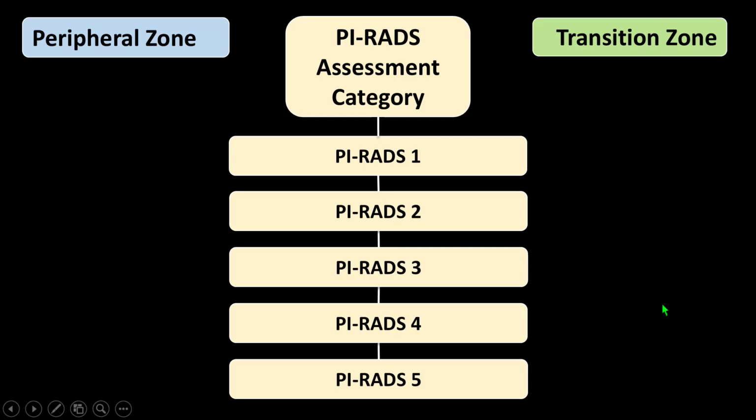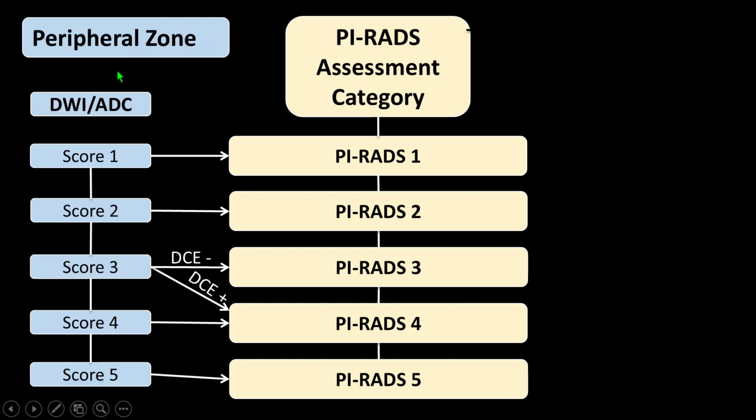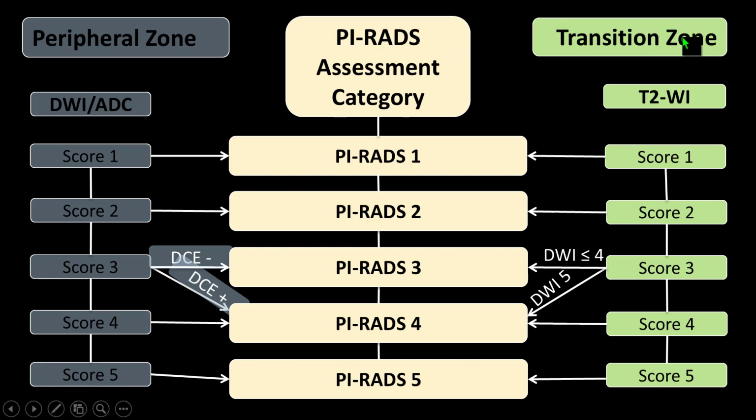And now this is the most important slide. It's just like a game board. You have a lesion either in the peripheral zone or in the transition zone. That's the most important decision you have to make and the most difficult decision. If it's in the peripheral zone, diffusion is dominant, except when you have a score of 3. If you have it in the transition zone, the T2 is a dominant sequence.